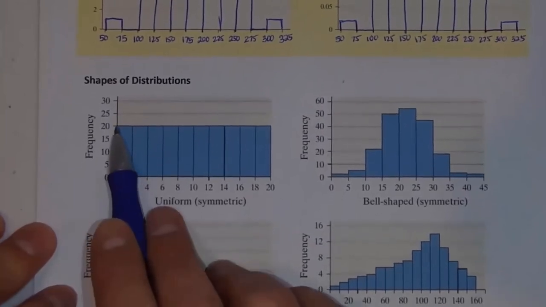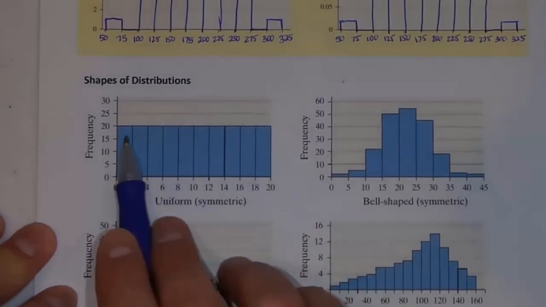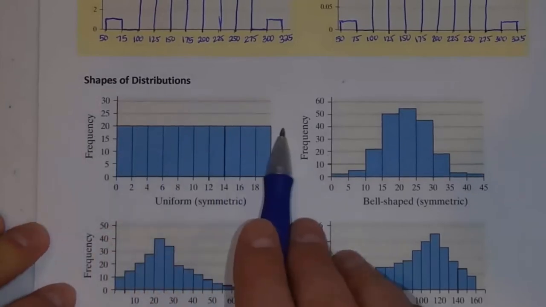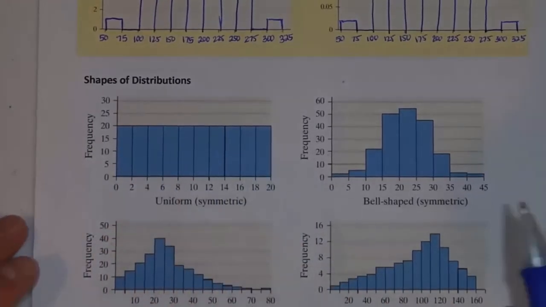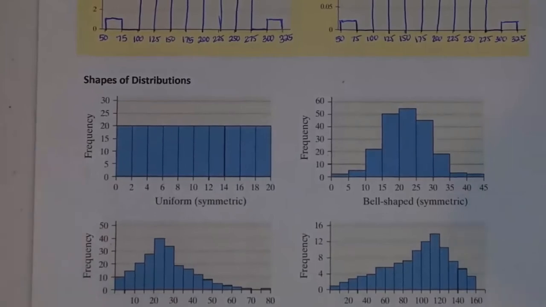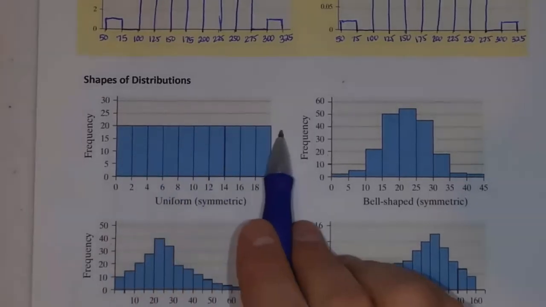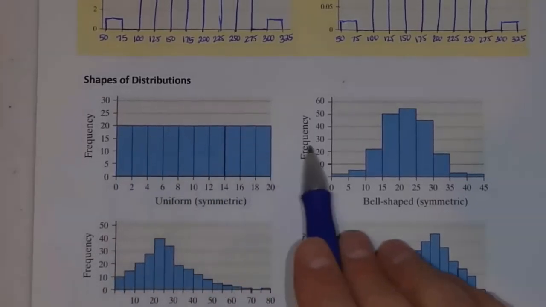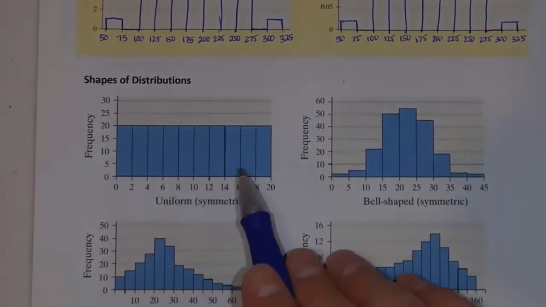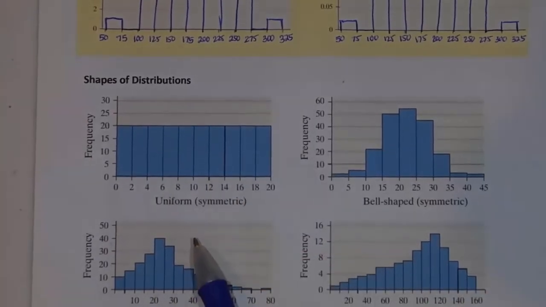if all of the bars are approximately the same height, we call that a uniform distribution. Okay, so what does uniform mean? Uniform means that everything's about the same, right? So all of the frequencies for our classes are approximately the same if we have a uniform distribution.